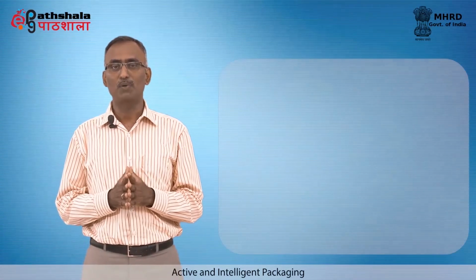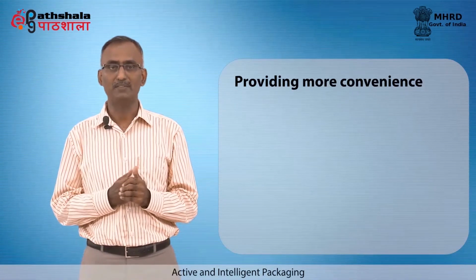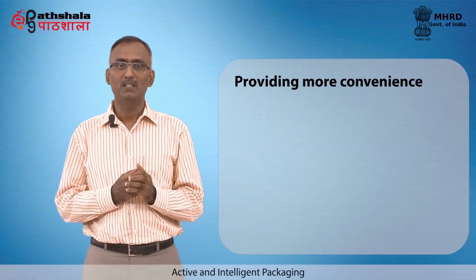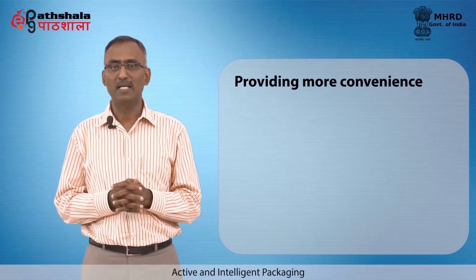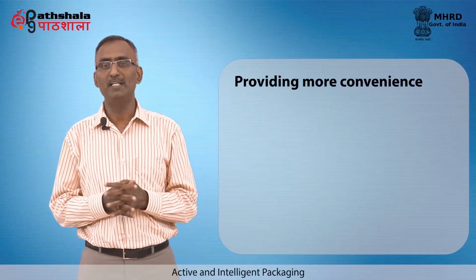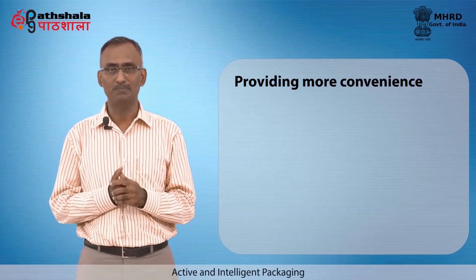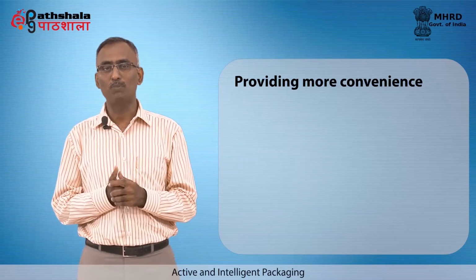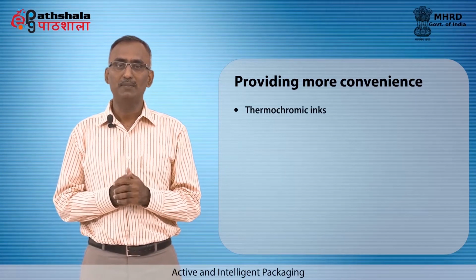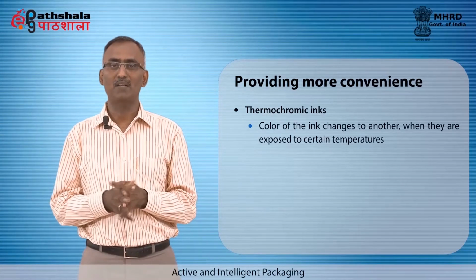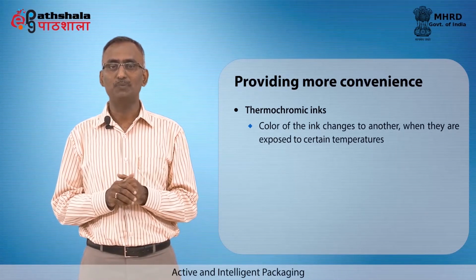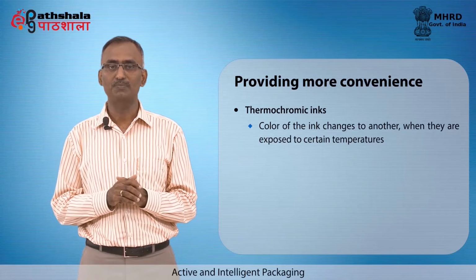Next category is providing more convenience type indicators. Improved convenience is an important factor that customers like to pay extra for without any hesitation since it has a value for them. In this, thermochromic inks is the first one. Thermochromic inks are temperature sensitive printing inks. The color of the ink changes to another when they are exposed to certain temperatures.